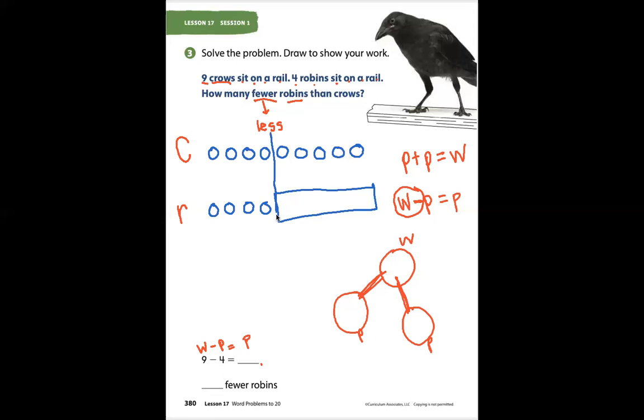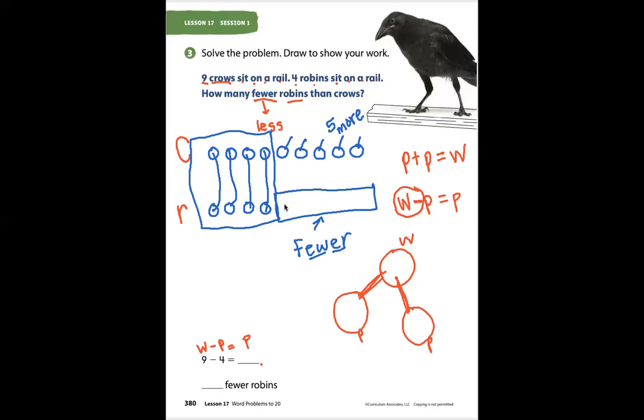I can put a box if I make sure that I line them up right. I can put a box around the ones that match. Here's a crow to a robin, crow to a robin, crow to a robin, crow to a robin. How many more robins or crows are there? 1, 2, 3, 4, 5. There are 5 more crows, but how many fewer? How many less?